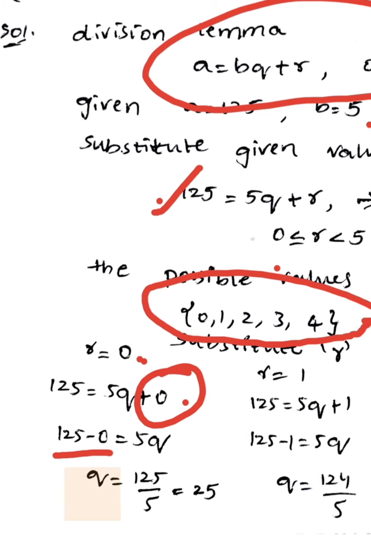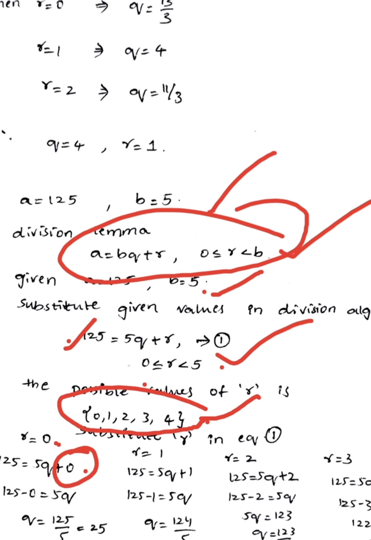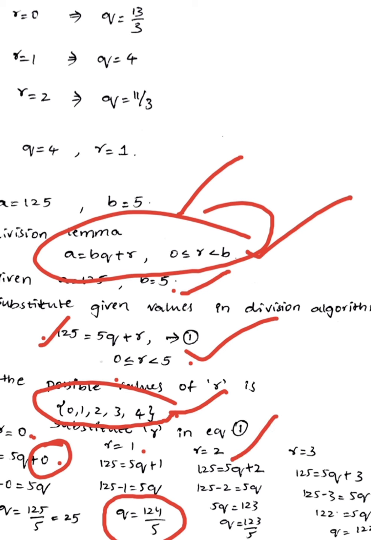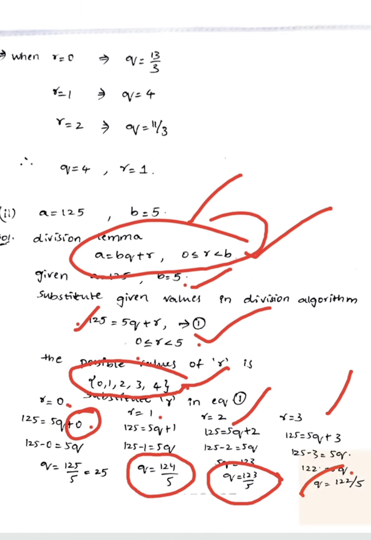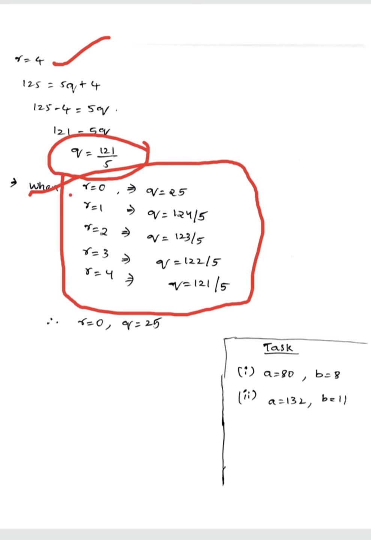Now similarly we need to do this for r equal to 1, r equal to 2, r equal to 3 and r equal to 4. When I do it for r equal to 1, we get q equal to 124 by 5. For r equal to 2, we get q equal to 123 by 5. For r equal to 3, we get q as 122 by 5. Now similarly for r equal to 4, we get q equal to 121 by 5. The entire thing we have done is listed here. When r equals 0, q equals 25. When r equals 1, q equals 124 by 5, and so on.